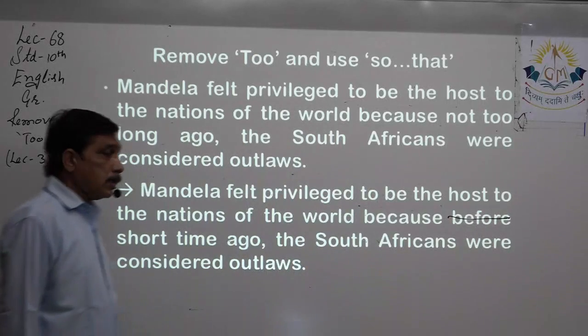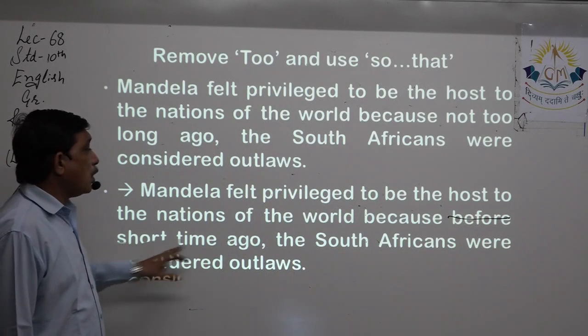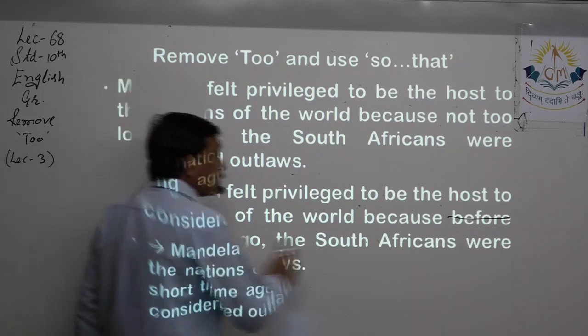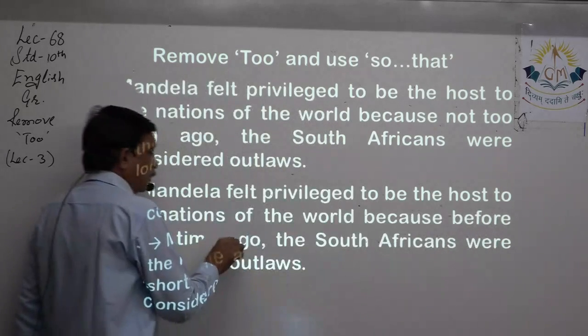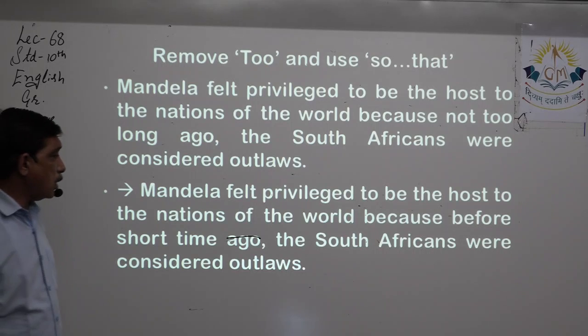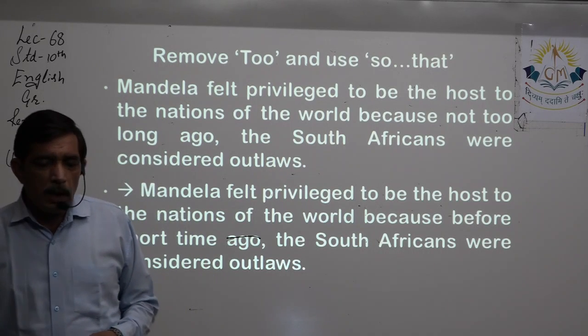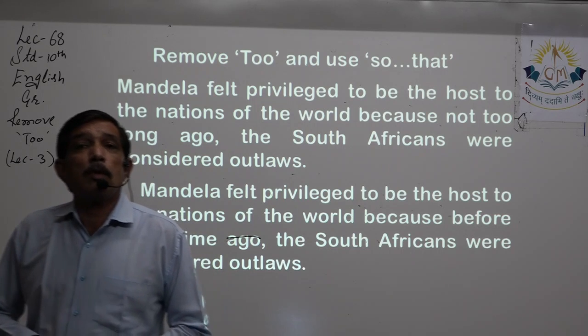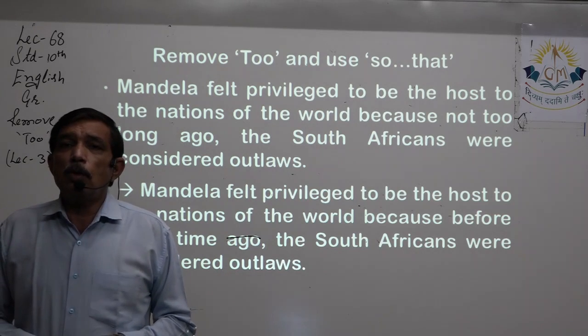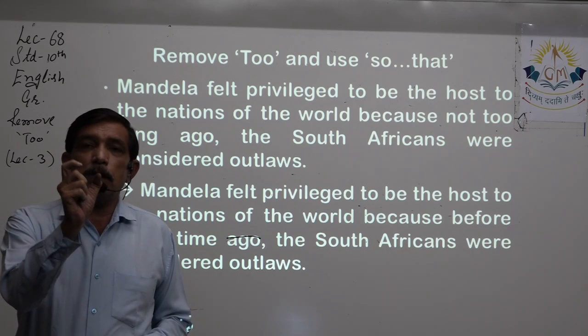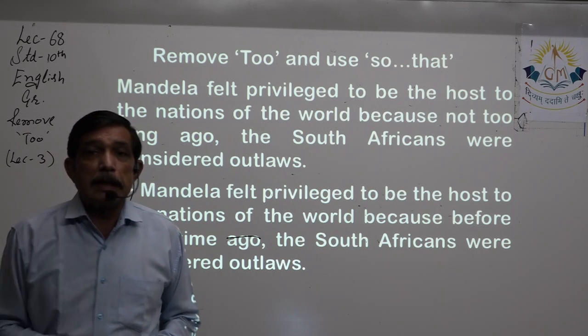These are all plain words. Yes, because short time ago. Or before short time, then I'll use before, then no ago, right? The South Africans were considered outlaws. So please do not get worried about the length of the sentence. You have to do a very small change in a very small part of the sentence.